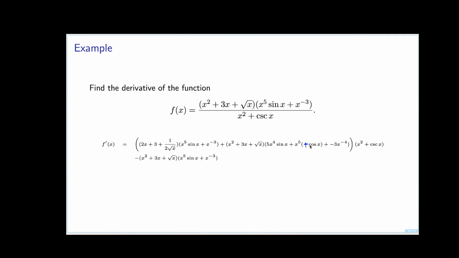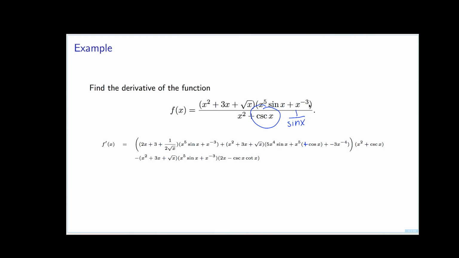The derivative of sine is plus cosine, so this should be a plus. So now we're getting the top, and we're going to multiply this by the derivative of the bottom. The derivative of the bottom, derivative of x squared, is 2x. Derivative of cosecant is minus cosecant cotangent. If you didn't remember that, you could write this as 1 over sine and find the derivative of that using the quotient rule.